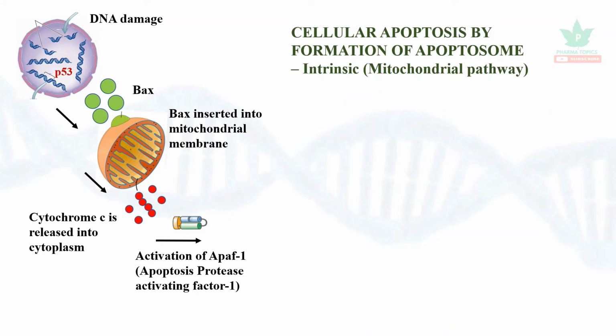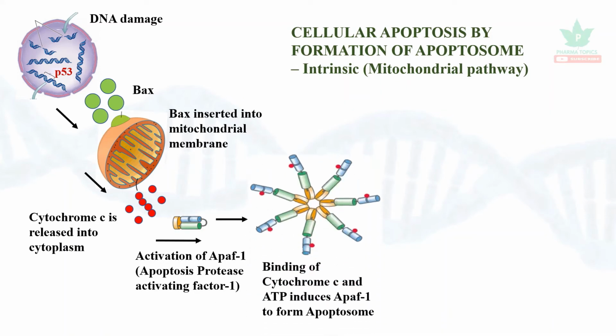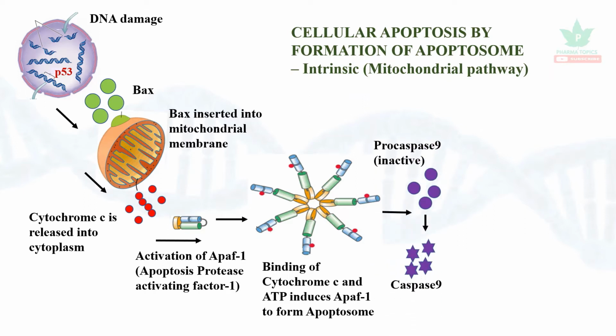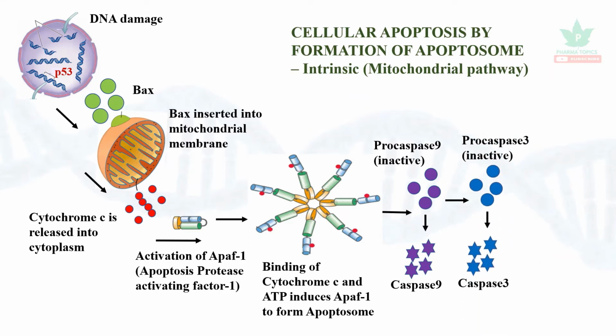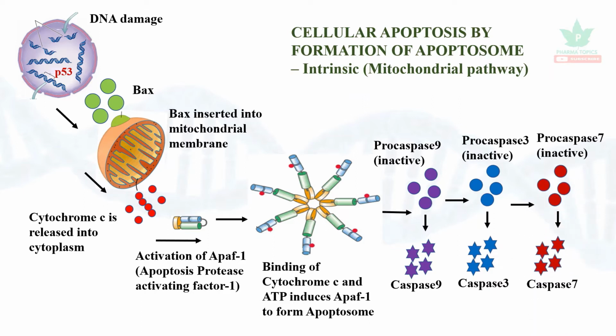That activates apoptosis protease activating factor 1. The binding of cytochrome C, ATP and Apaf1 forms the apoptosome. This apoptosome activates Procaspase 9 to Caspase 9, which again activates Procaspase 3 to Caspase 3 and Procaspase 7 to Caspase 7. So all these caspases induce apoptosis.